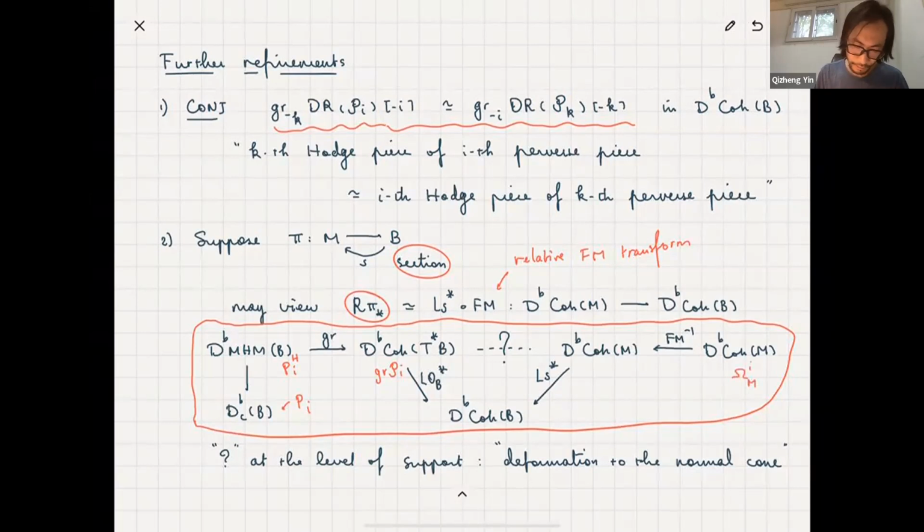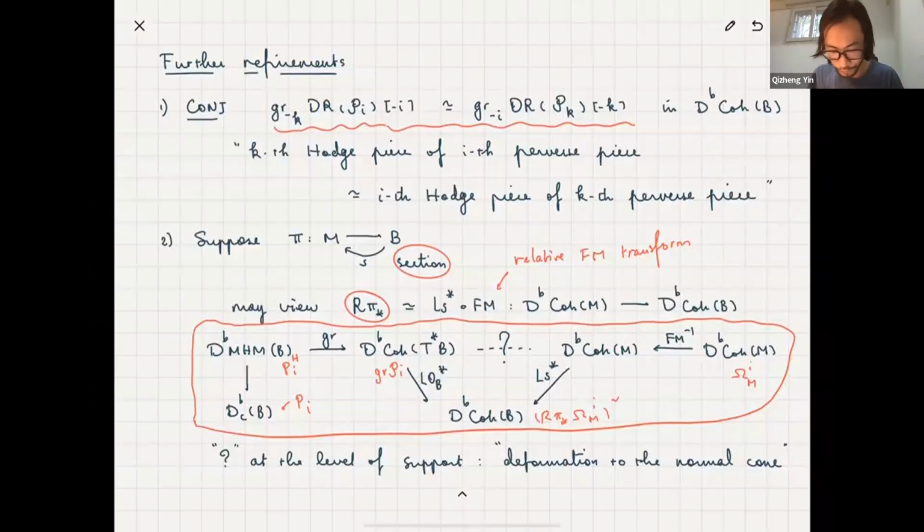To compensate for all the duals, I take the Fourier-Mukai inverse transform. So now I arrive at, again, the derived category of coherent sheaves on M. And then I do the section pullback. So this is my Rπ_* of omega_i.